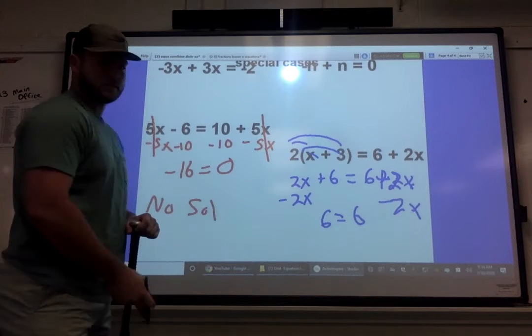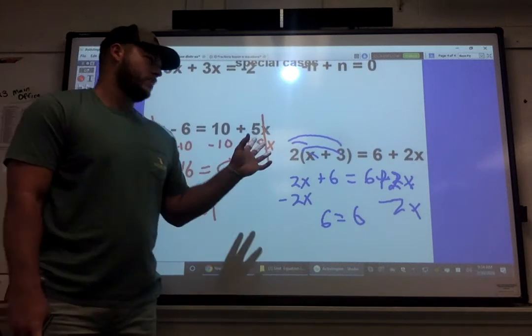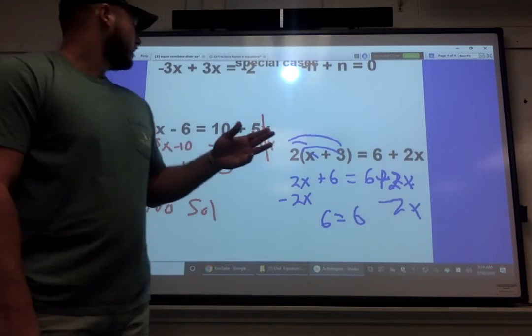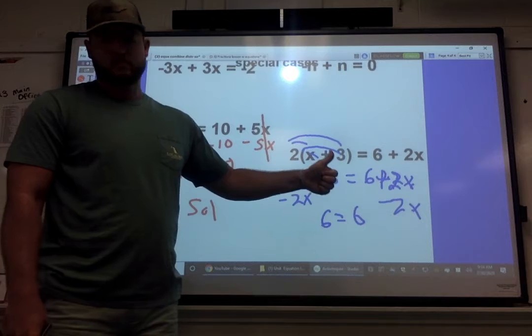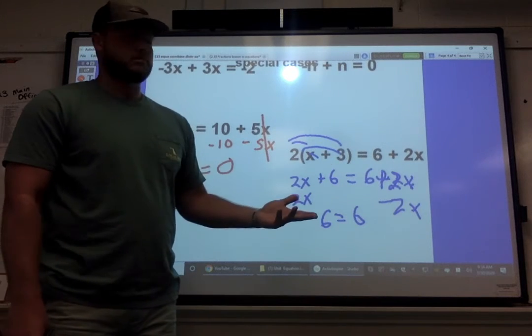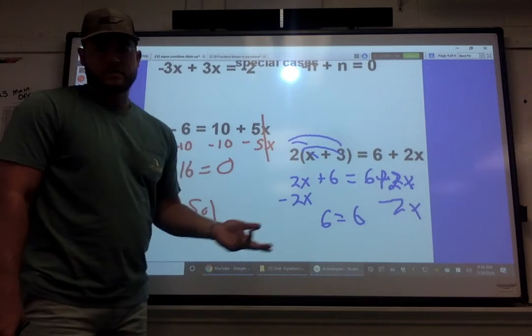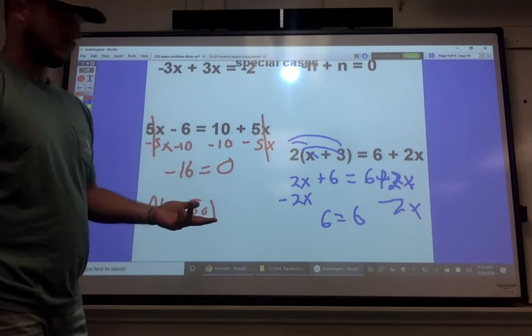And you will see these. There will be some of these possibly on the ACT, on the EOC. They're going to be throwing you some curveballs, trying to make you get confused, whatever. Remember, if it's 6 equals 6, 5 equals 5, that's true. That is all real numbers, right? Infinite solutions. If it's 0 equals 5, 0 equals 2, 0 equals negative 16, not true, no solution, right?